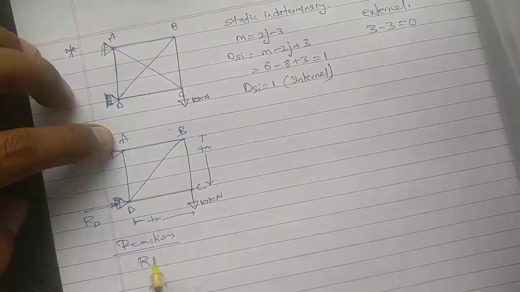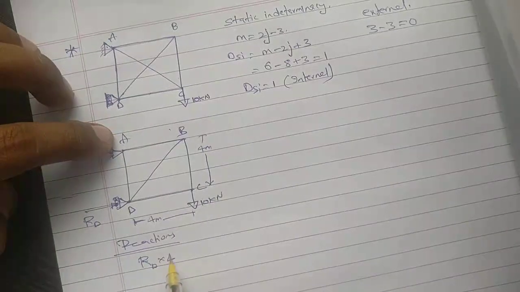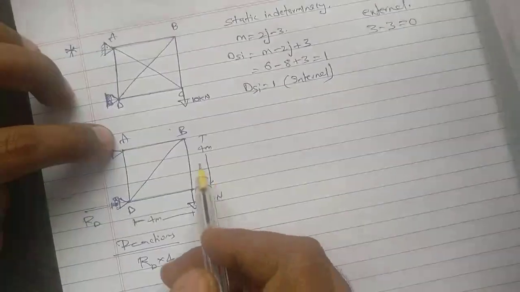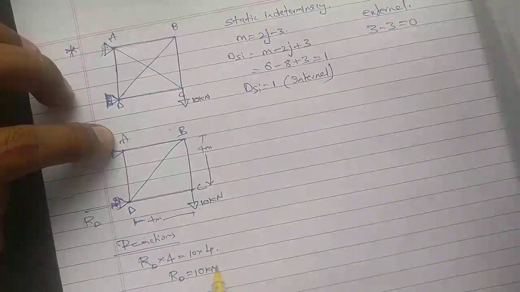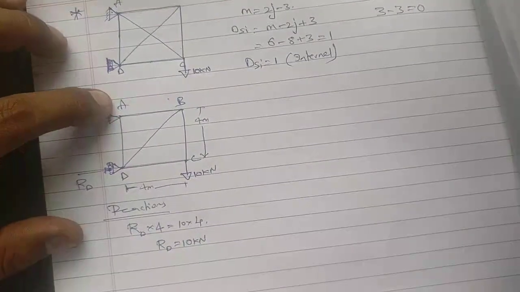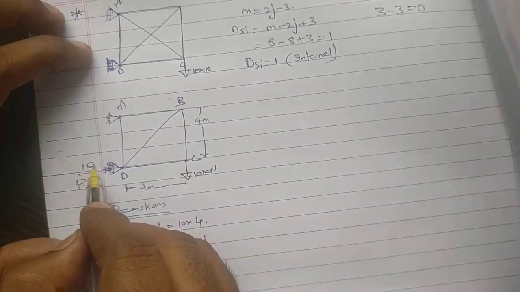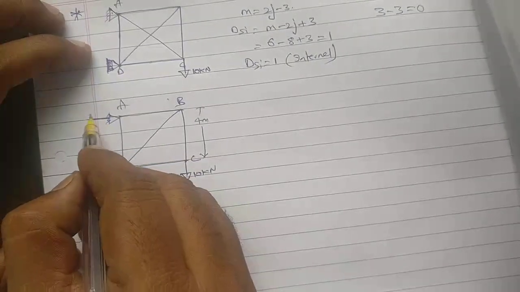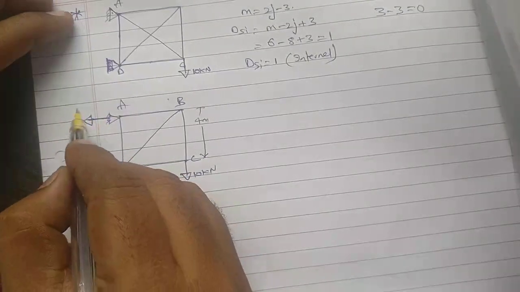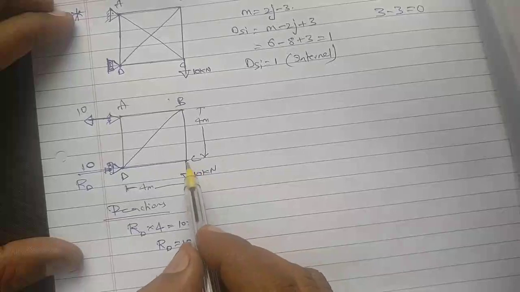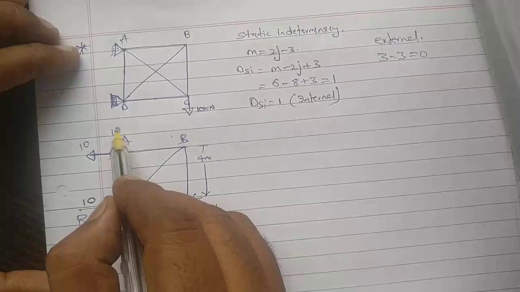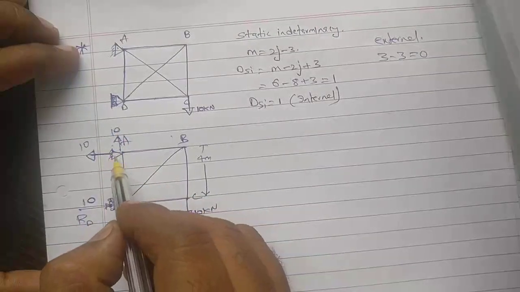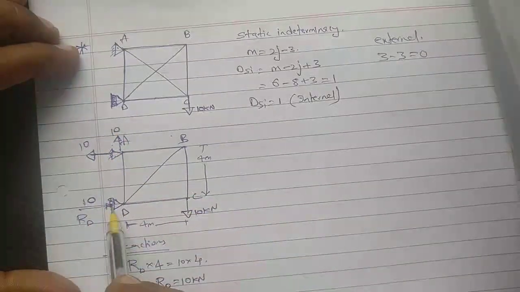So RD into 4 is equal to 10 into 4. RD is equal to 10 kilonewton. See, if this is 10, and here downwards it is 10, so upwards also will be 10. Two reactions are coming because this is a hinge, and one reaction because it is a roller support.